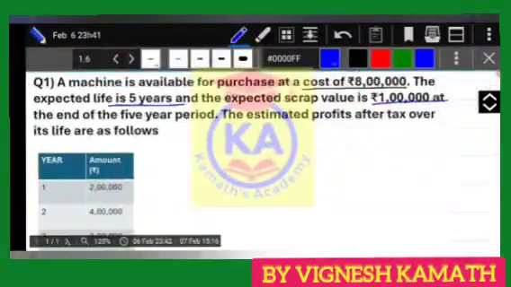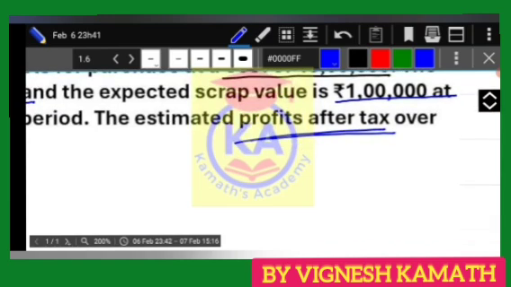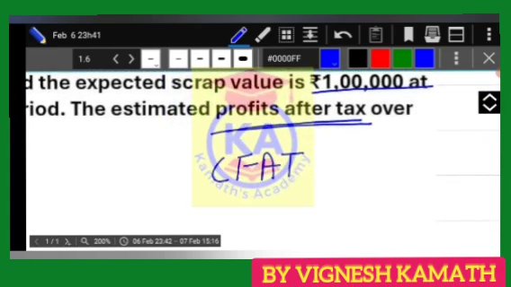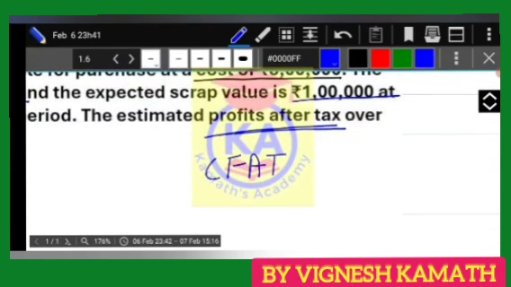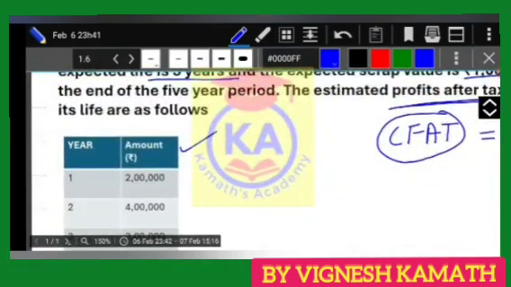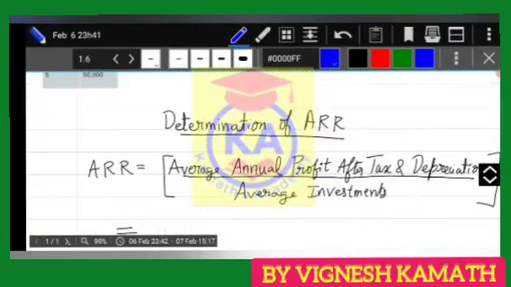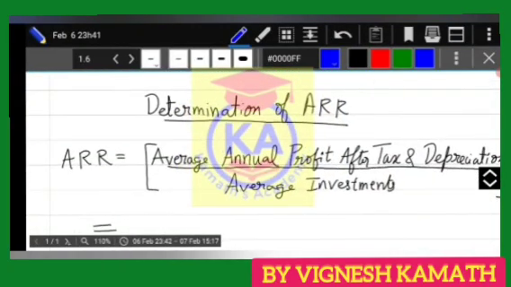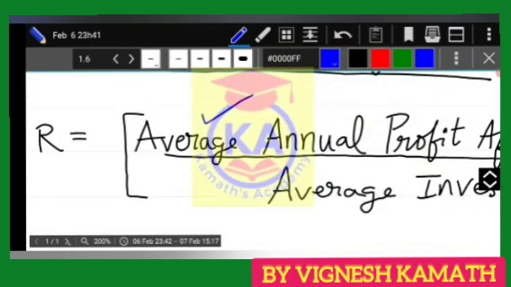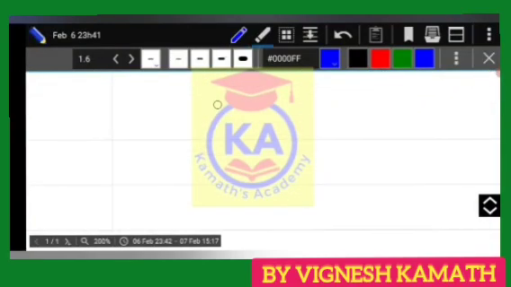And the given amount is regarding profit after tax. Profit after tax is same as cash flows after tax. I have explained this in concept building video, right? If you have watched, you will be able to understand this. And this CFAT is same as CFATD. I have explained it now, right? Here, the amount is regarding CFAT, right? Here we have to apply the formula, but you can't take the amount directly and put. In the formula there is average. So you have to calculate average annual profit after tax. So first we'll calculate the same.